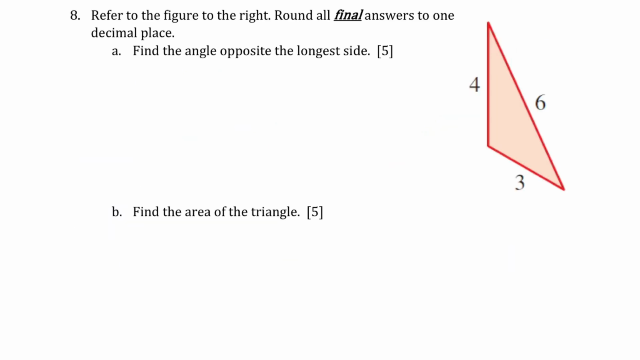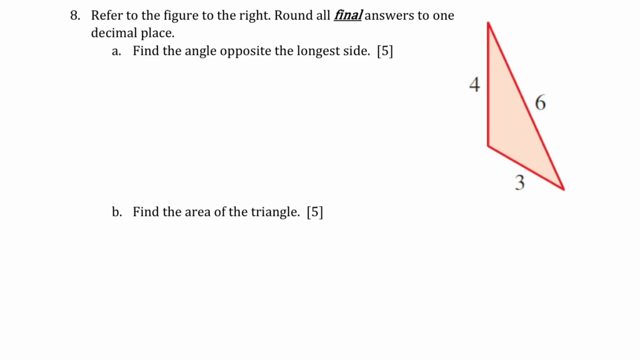Right, so 8th and final problem. We are going to refer to the figure at the right over here, and we're going to round all my final answers to 1 decimal, which would be normal. Find the angle opposite the longest side. So this happens to be my longest side right here. So I will label it.